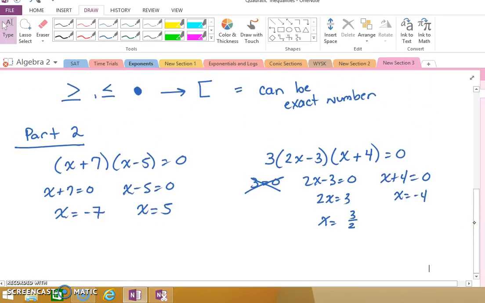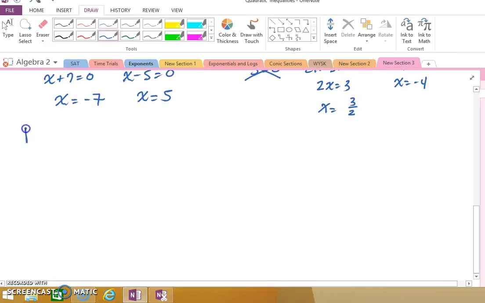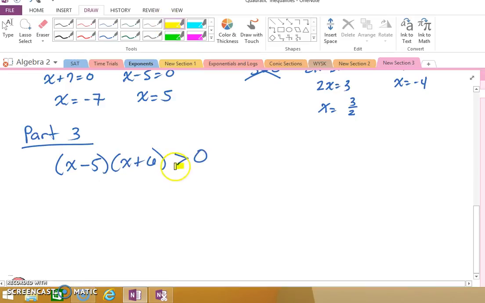So now what we want to do is take both of those pieces and put them together. So that's our part 3. All right, so with part 3, our equations are going to look a little bit like this. x minus 5, x plus 6, and it's greater than 0. So if you notice now, what's a little different here is the fact that we now have an inequality along with the quadratic. So it does change things just slightly.